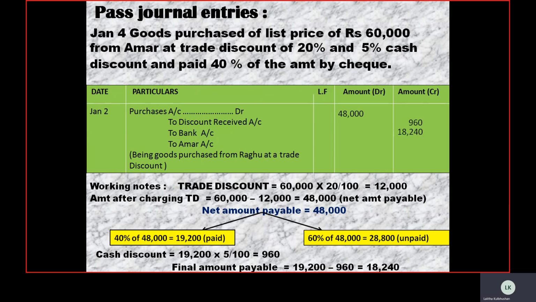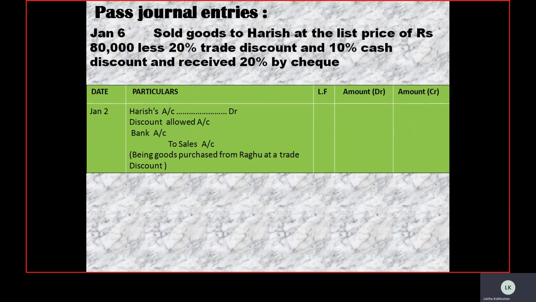We can do it like that: 48,000 minus 960 plus 18,240. That way also you can calculate it, because you know the rule of the journal, the debit should be equal to the credit. Or another way, you can logically calculate it in this way also. Hence the amount that we are supposed to write down here is 28,800.